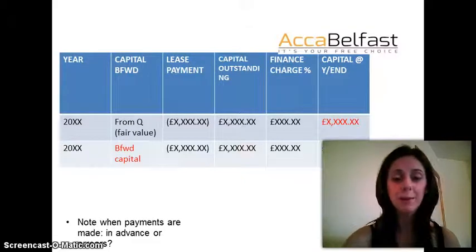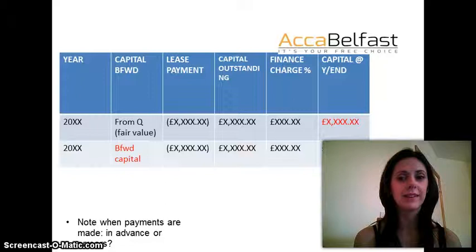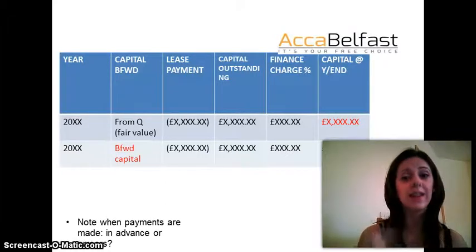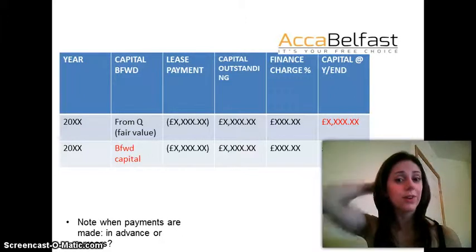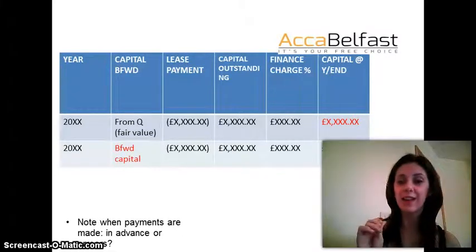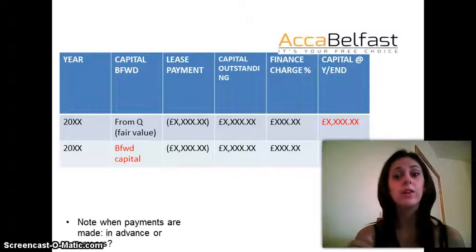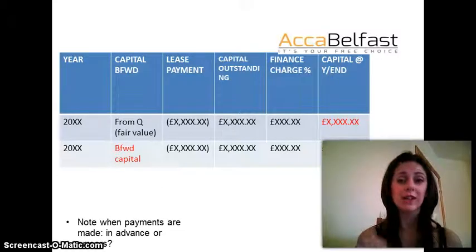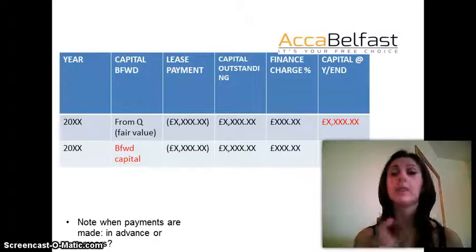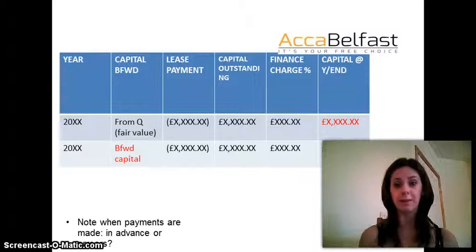So once you have your capital brought forward, less your lease payment, and then you apply your standard charge or your finance charge to that amount, you add this as well, and it's going to give you your capital at the year end. So this is going to be your financial statement liability. You then will split this into your current liability and your non-current liability. So you need to be thinking about what are the lease payments that I'm going to be making within a year, and that's going to be your current liability.